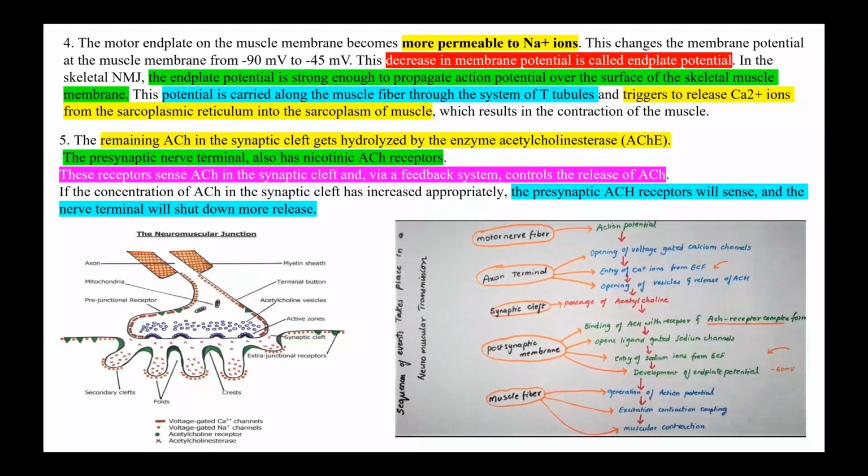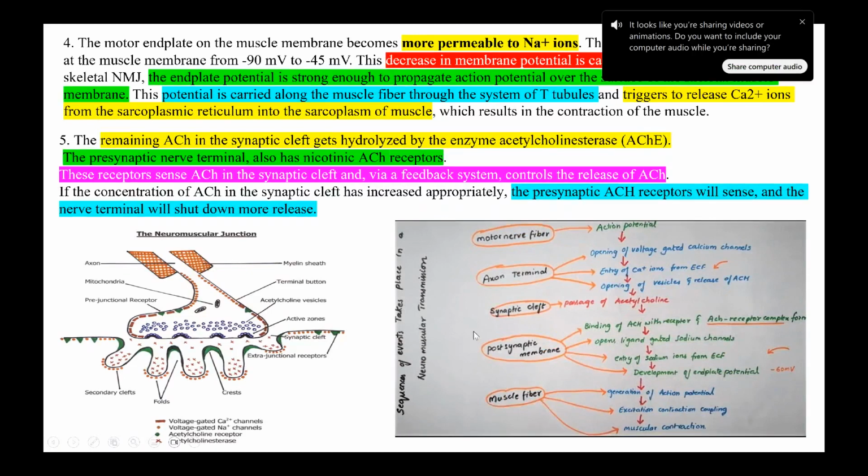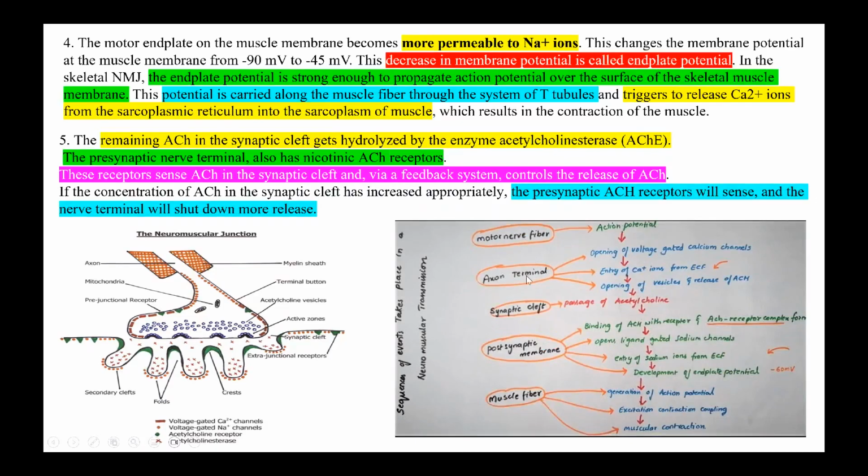And to write the whole thing in a very easy fashion, this is how you can do that in your exam. So the motor nerve fiber sends an action potential which goes to the axon terminal. Opening the voltage gated calcium channel is the first step. Entry of calcium ion into the nerve terminal opens the vesicles for the release of acetylcholine. So acetylcholine gets released into the synaptic cleft. The acetylcholine binds to the receptor at the motor end plate, postsynaptic membrane. Opens ligand-gated sodium channel. Entry of sodium from ECF.